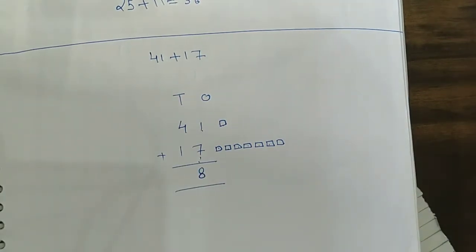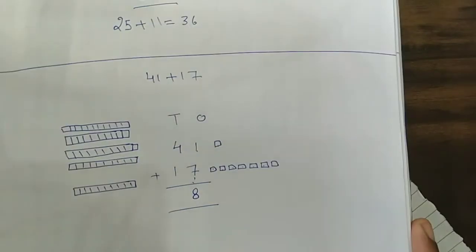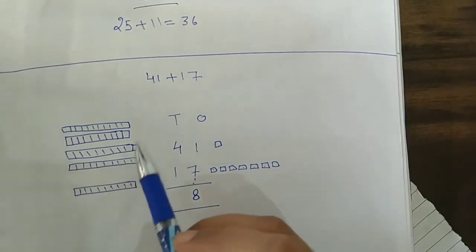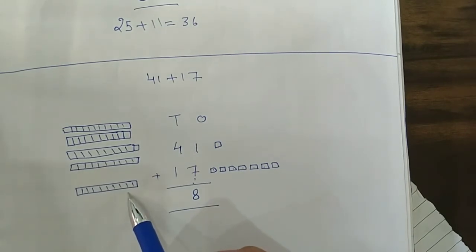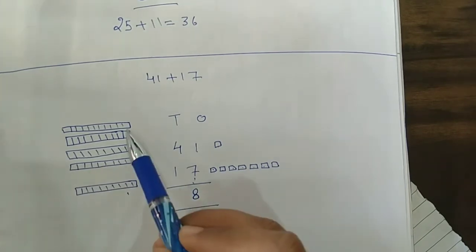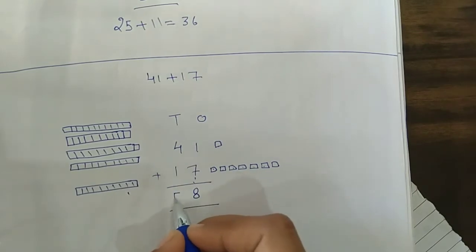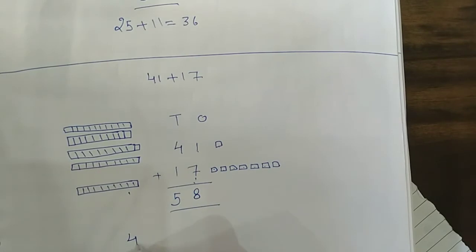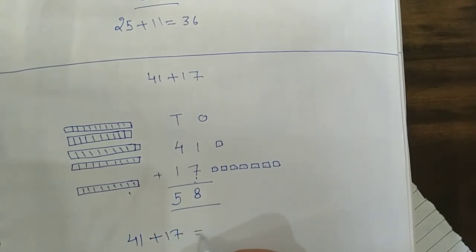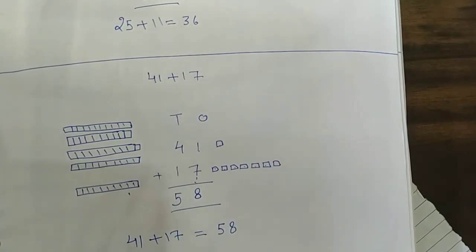Now we have to add the tens place digits. So students, here we see we have 4 tens and 1 tens. When we add these 4 tens and 1 tens, we get 1, 2, 3, 4, 5. 5 tens. So I write here 5. So we can say that 41 plus 17 is equal to 58. Okay, I hope you got it.